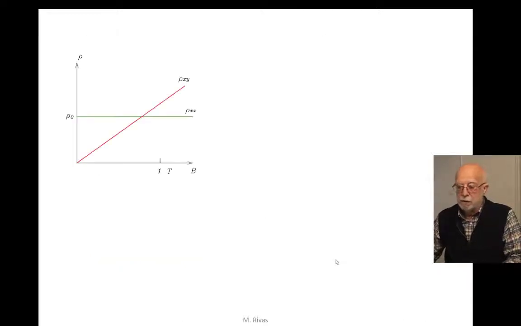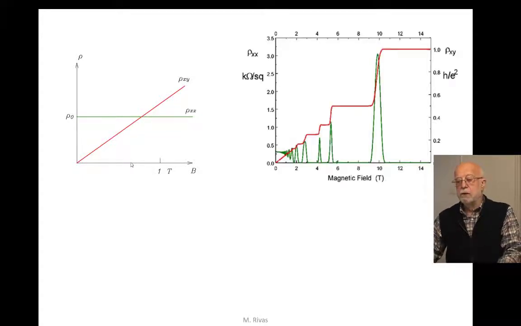So the picture of these two resistivities is this, in terms of the external magnetic field. Rho XX is constant, while rho XY is growing linearly with the external magnetic field. However, this picture is only valid in this small region for small magnetic fields. The real picture is this. So the ohmic resistivity is constant, but it oscillates for higher magnetic fields.